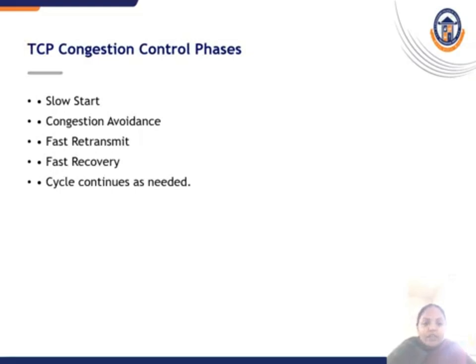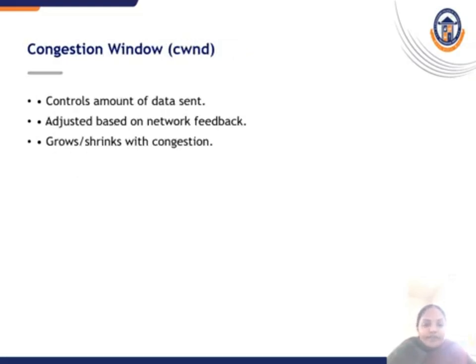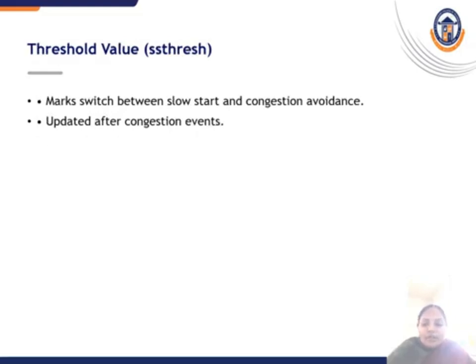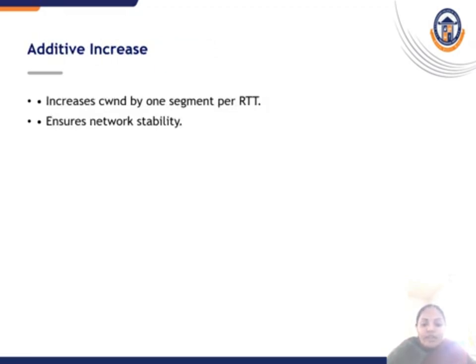Then TCP congestion control phases. The congestion window controls the amount of data sent, adjusted based on the network feedback, and grows or shrinks with the congestion control. The next one, threshold value. It marks the switch between slow start and congestion avoidance, updated after the congestion window changes. Additive increase. Increase the congestion window by 1 segment per round trip time, which ensures network stability.